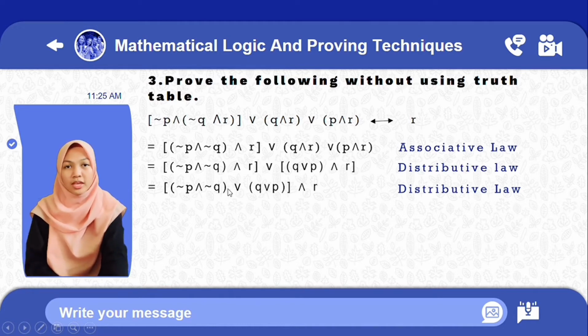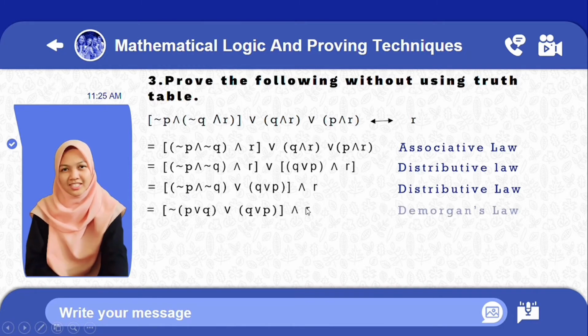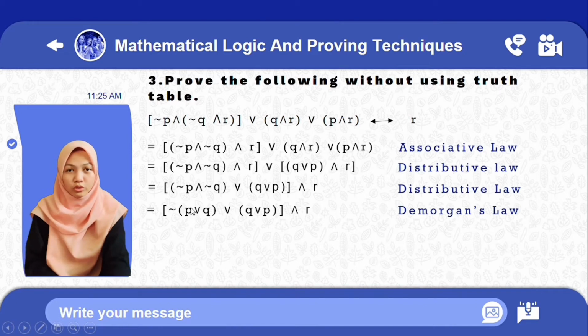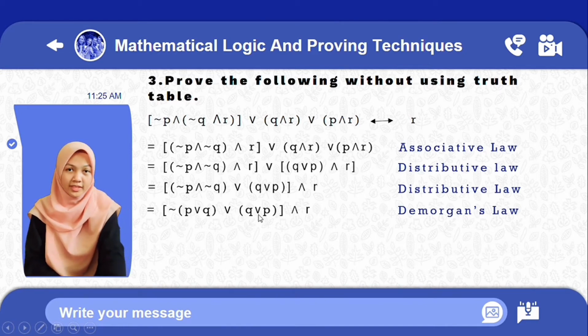And the next step, we can use De Morgan's law, where we put the negation on this side outside, so it would become this statement. The next step, we can see that there are P or Q here and Q or P here.